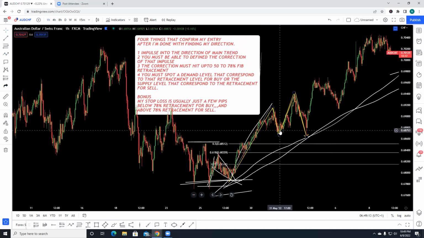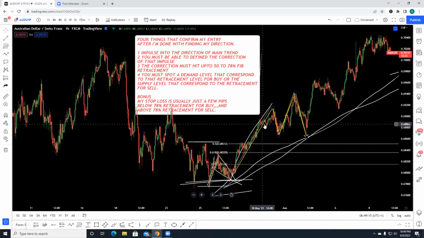We are done with stage 2. Stage 1 is that there must be impulse. Stage 2 is that we must be able to define the correction. Definition of the correction shows that you have been able to identify, name, and even describe to us the characteristics of the correction you have spotted. That gives credibility to what you are doing.